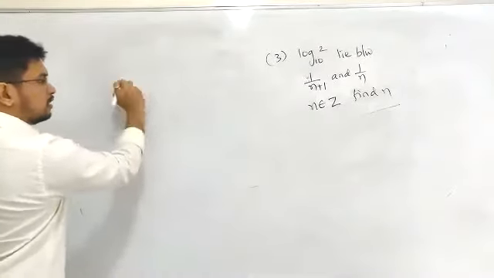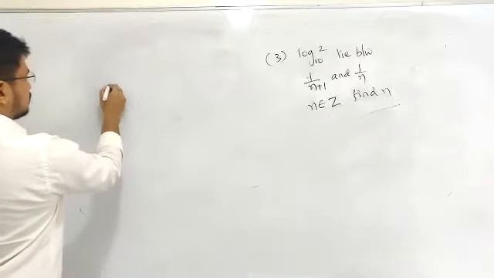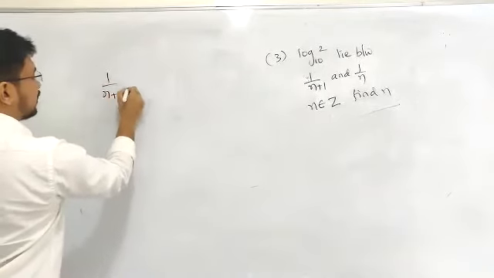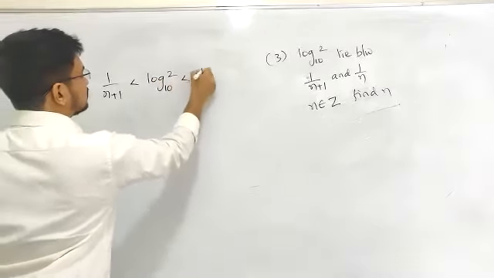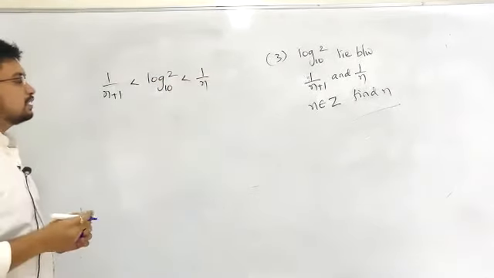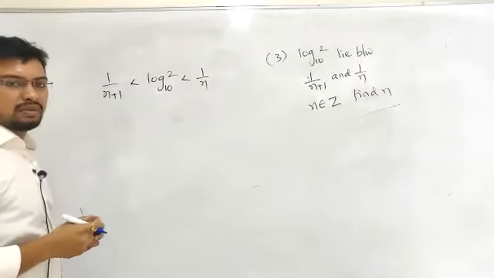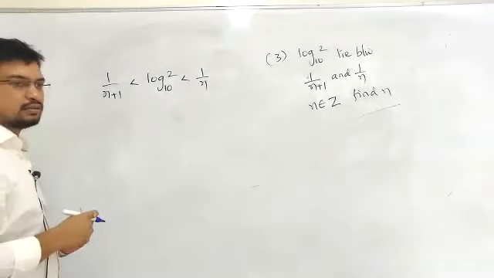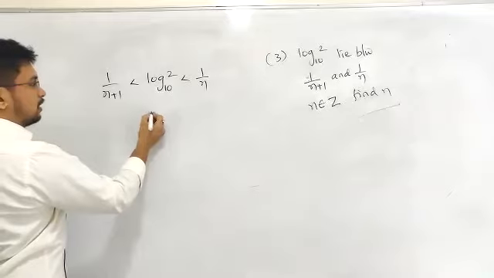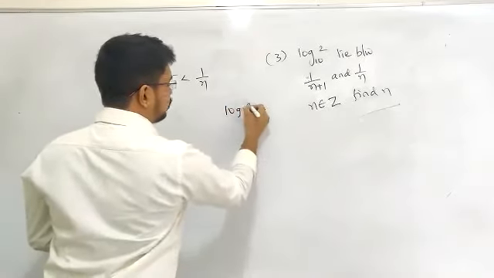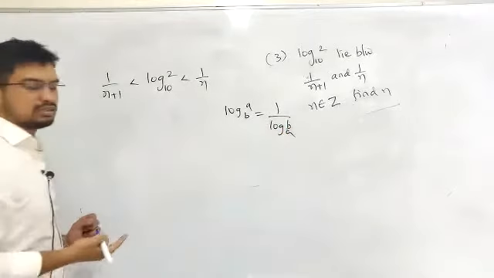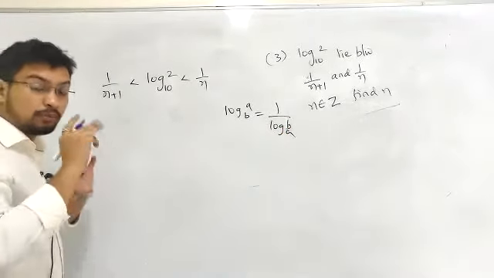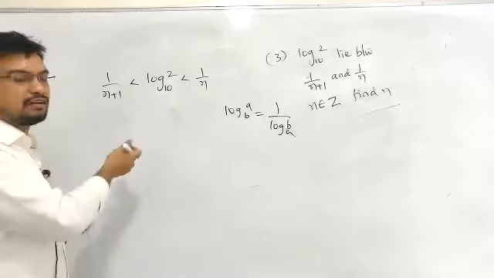So very simple. Whenever they give you something like this: 1 by n plus 1 is less than log 2 to the base 10 is less than 1 by n. If I get something like this, I can reverse this inequality. I told you log a to the base b, I can write it as 1 by log b to the base a. I can reverse it. It's all about remembering the properties; then practice will be much easier.